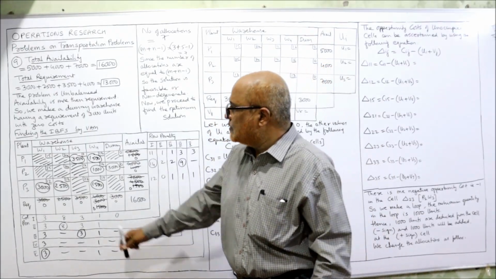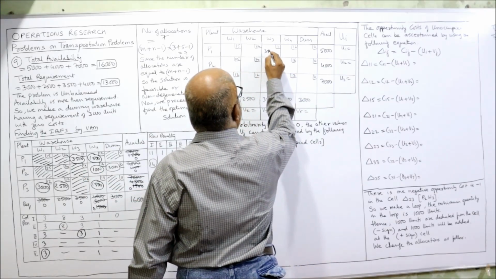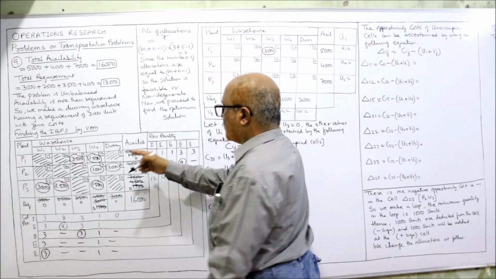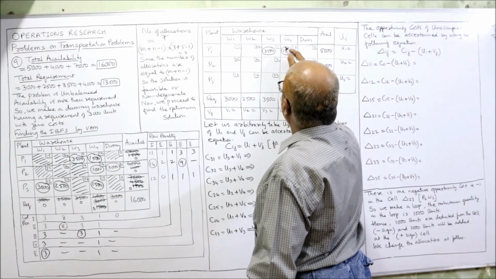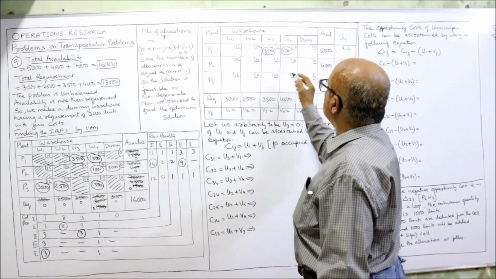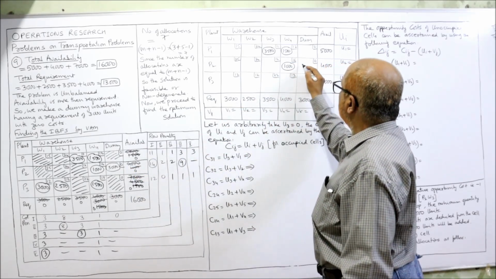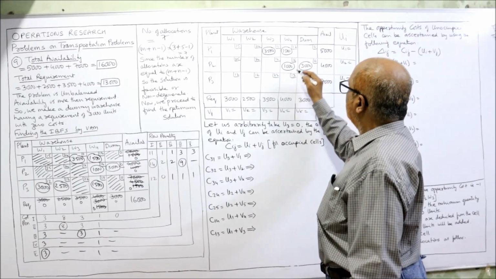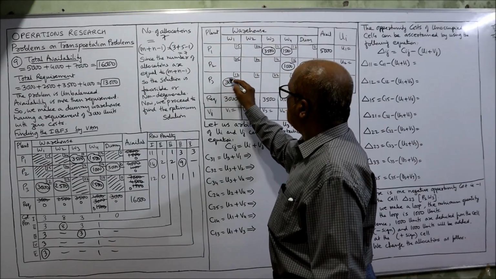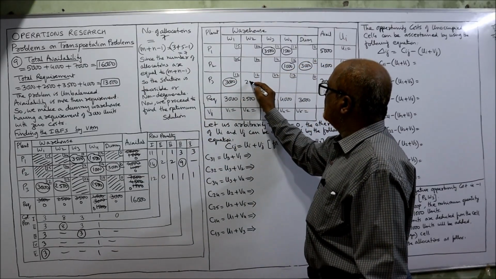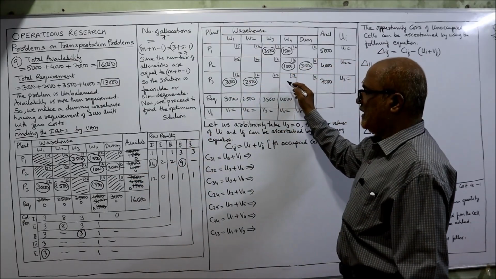Now take the allocations. The first allocation is 3500. So I am writing here 3500. I have already allocated here. Then 1500. This is 1500, right? Next 1000, here 1000, then here is 3000, right? Next 3000, here in this cell 3000, then 2500, 2500, right? Last one 1500.